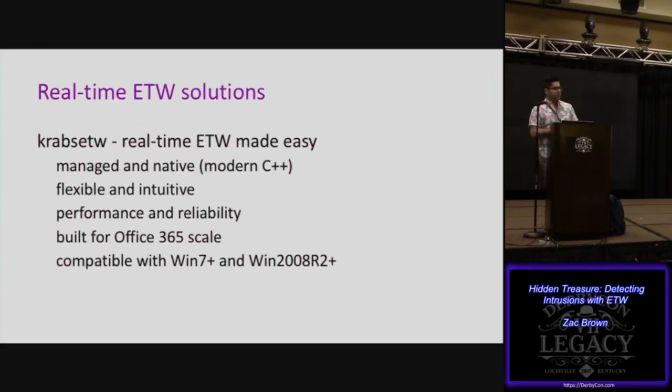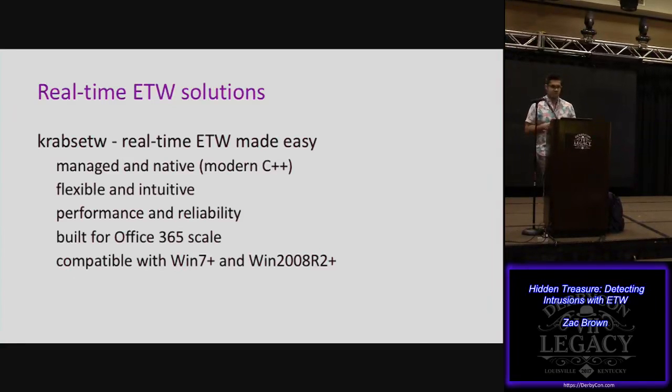Instead, we could talk about Krabs ETW, which is the library my team open sourced last fall. It's available already today if you wanted to look it up. It was built specifically for managed and native. It has a modern C++ API. The managed interface is written in C++/CLI, so it works with .NET, PowerShell, all sorts of things like that. It's meant to be flexible and intuitive, and we'll get to some examples that will show that better. We built it for performance and reliability. It's built for Office 365 scale, and it's compatible all the way down to Windows 7 and Windows 2008 R2, because we have a couple of teams that we still support for that.